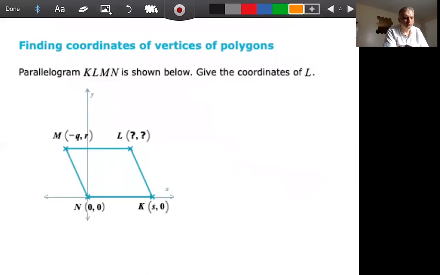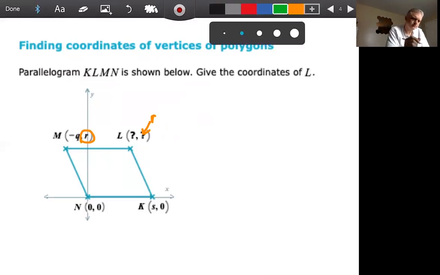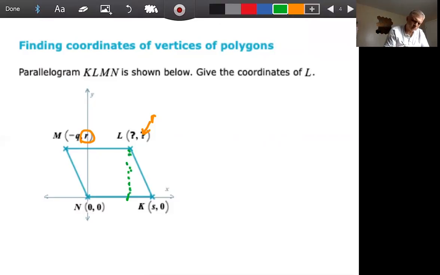The y coordinate should be simple. You know why? Because the y's are shared. M and L have the same y coordinate because they are horizontally on the same line segment. So what is the y coordinate for M? Little r. So I know that my y coordinate for L must be little r. Well, what about the x coordinate? The x coordinate is not at n and it's not at k.